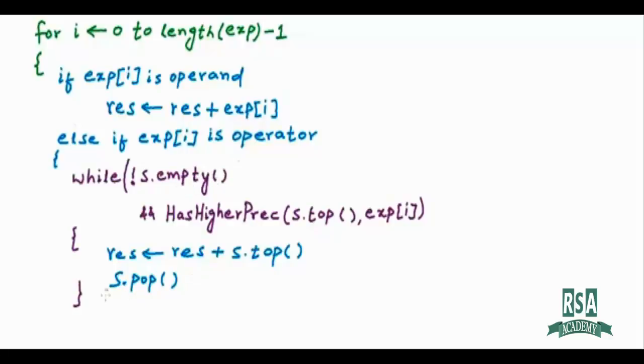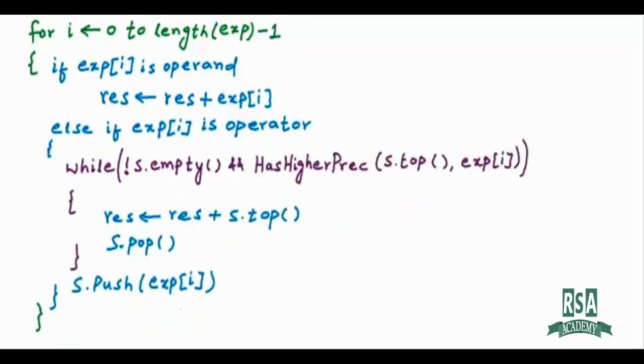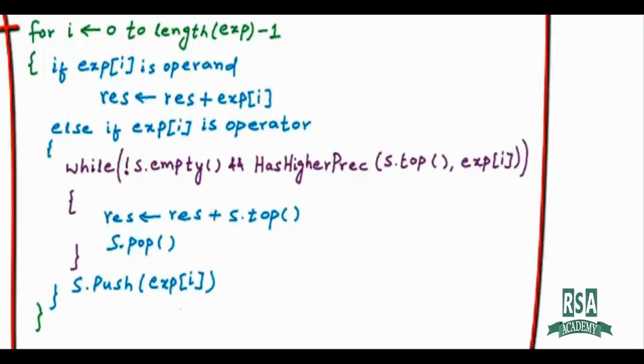Finally, once I'm done with the popping, outside this while loop I need to push the current operator. S is an object of some class that will have these functions: top, pop, and empty. Okay, so this is the end of my for loop.